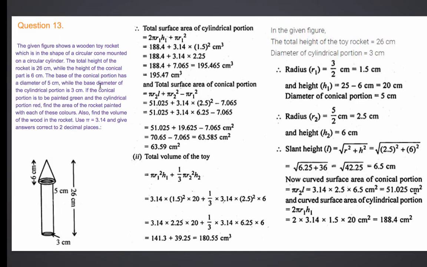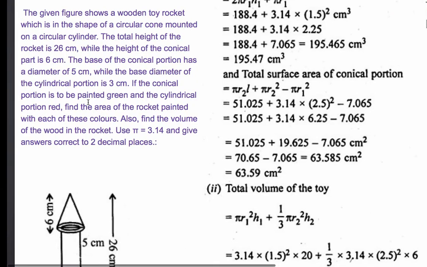Now the question is, if the conical portion is to be painted green, what are we supposed to do? In the question it says, if the conical portion is to be painted green and the cylindrical portion is to be painted red. That means two different colors are to be used for the painting of cylinder as well as cone. Find the area of rocket painted with each of these colors. When I have to paint these two, obviously separately I'll take it once for the cone and then for the cylinder.